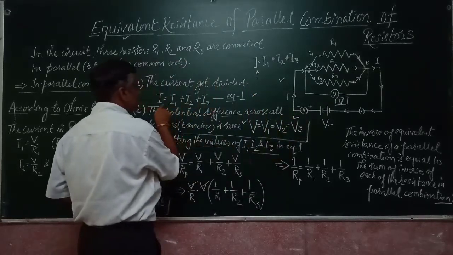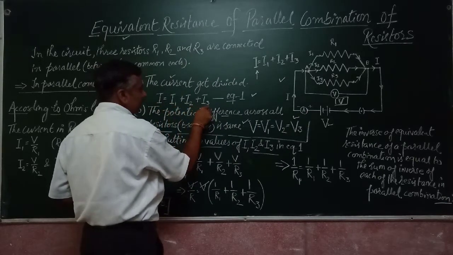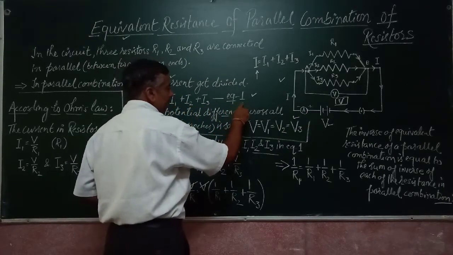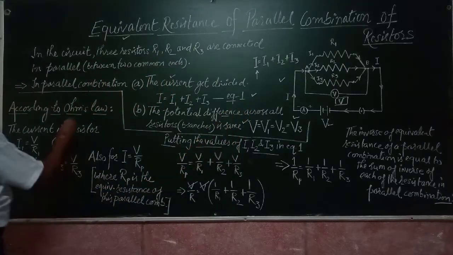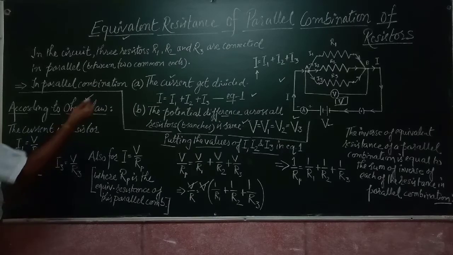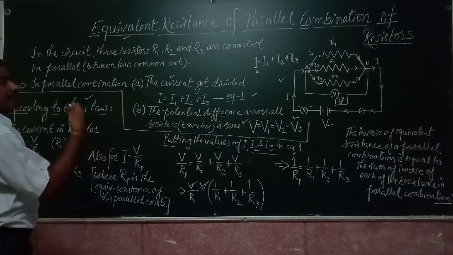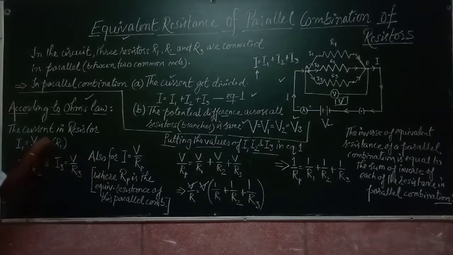So these two we have to keep in mind. The current which gets divided into the number of branches, we have named as equation 1. Now what happens according to Ohm's law? Applying Ohm's law to each individual resistor, the current in the resistor R1 is I1 equals V upon R1, because the potential difference is the same. Similarly, the current through the second resistor is I2 equals V upon R2, and I3 is V upon R3.